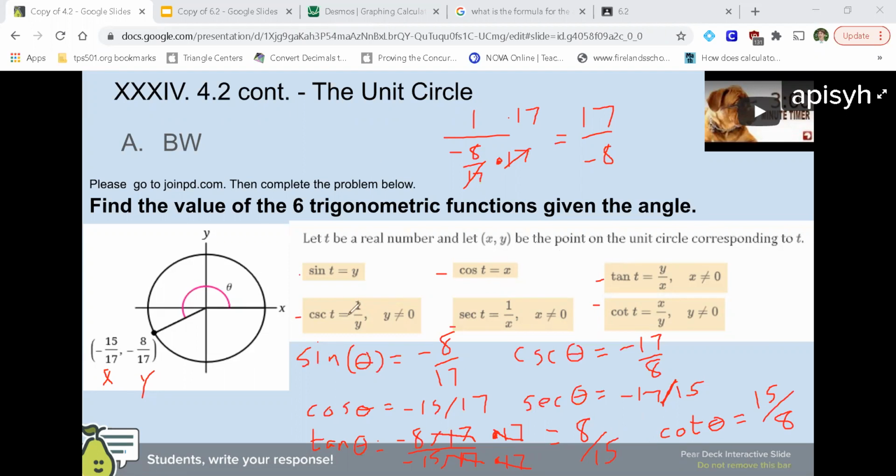All right, questions on the bell work. Do all 6 of these answers look all right? Or does anyone need more time to write?